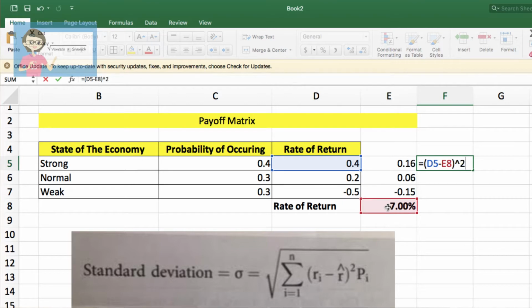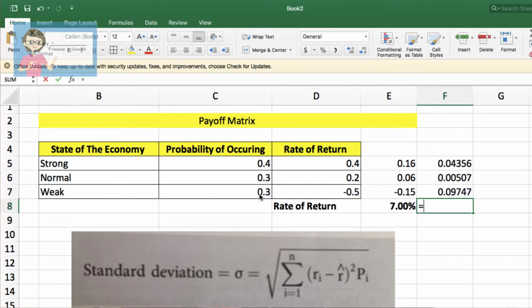So what we're going to do is take 0.40, which is the probability, times the rate of return minus the expected rate of return, squared, and so on for each outcome. You can see it on the screen, it's a little easier. Once I do all that, I find the square root of that sum, and bingo, I get 38.94%.